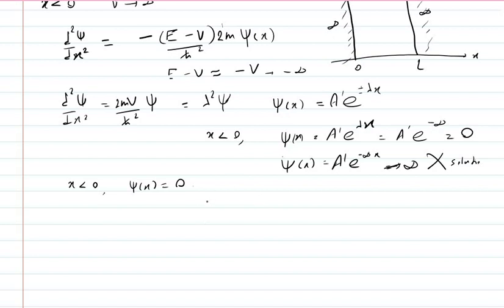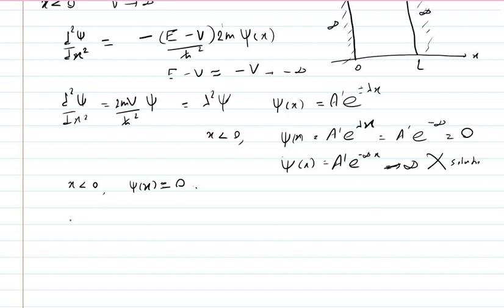Physically, that means since the wave function's magnitude squared is equal to the probability of having a particle in that region, there is no probability of having a particle when x is less than 0.